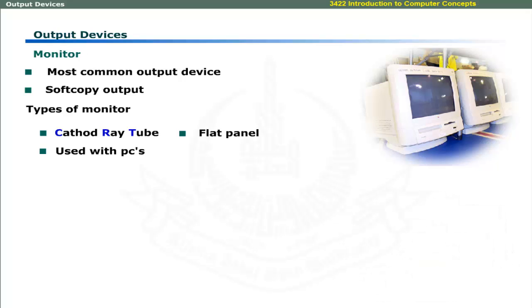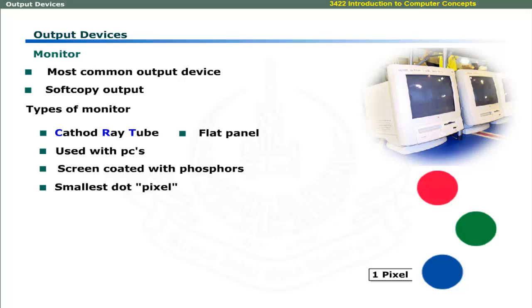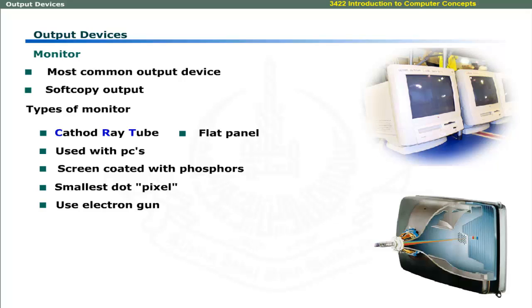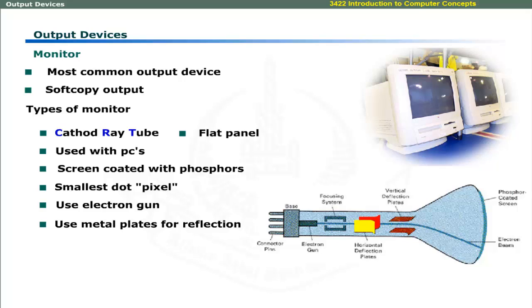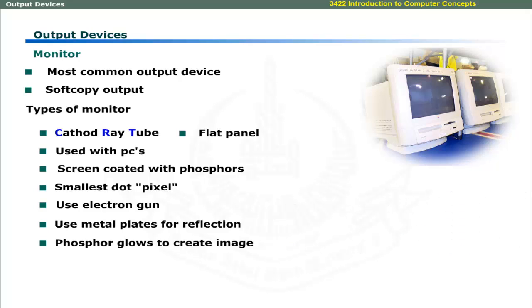The screen of a CRT monitor is coated with phosphors, that is the grey material. The smallest number of phosphor dots is called a pixel. An electron gun is used at the back of the monitor to fire electrons on each pixel through a coil. Metal plates are used to reflect the electrons on different parts of the screen in a particular order. The phosphor particles glow when an electron hits them and an image is created.